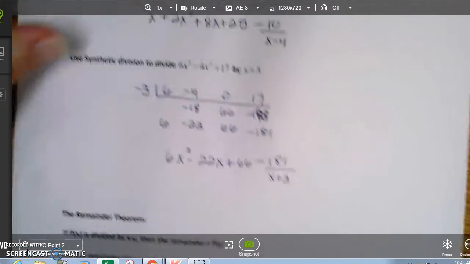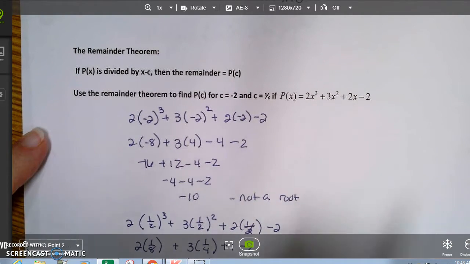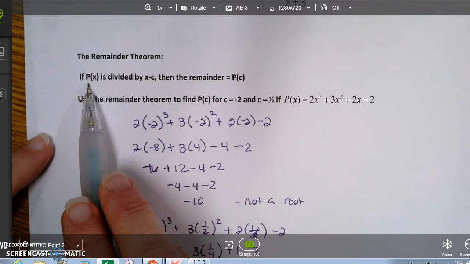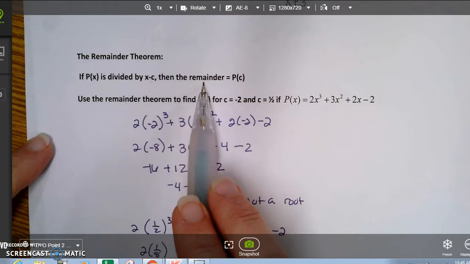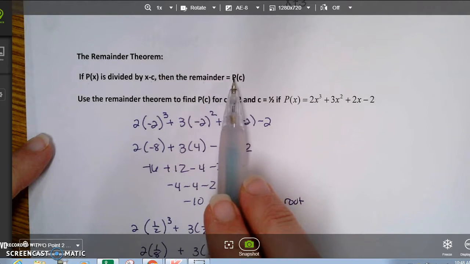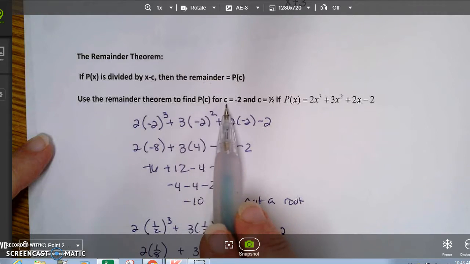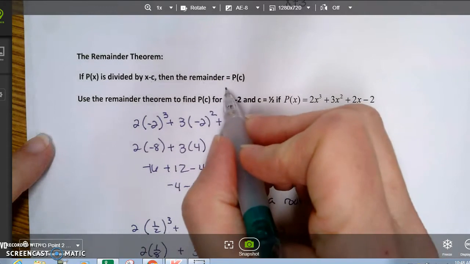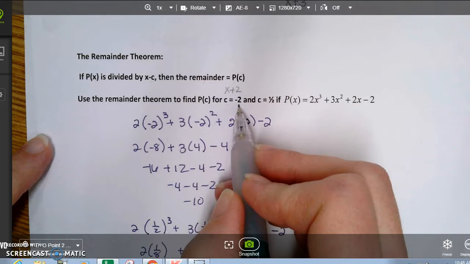So now we have a couple of processes. One is called the remainder theorem. The remainder theorem says if some polynomial is divided by a factor x minus c, then the remainder will equal p sub c, meaning if I substitute the root into p, I will find the remainder. So use the remainder theorem to find p sub c if c is negative 2. That means my factor is x plus 2, my root is negative 2.